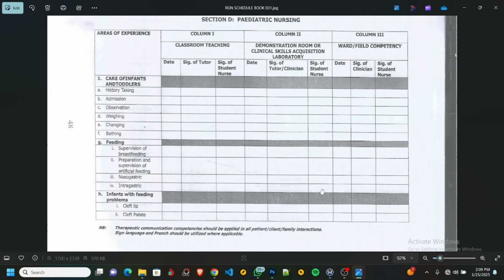We'll be looking at another one under pediatric nursing, and then to close that chapter, so that we'll move on to the next one. Okay.